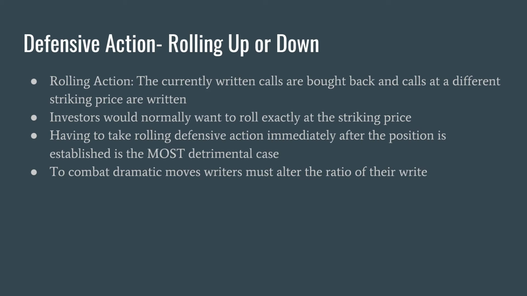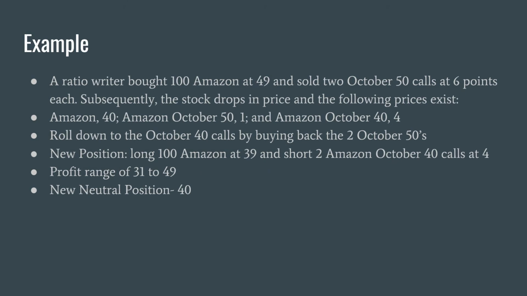Investors would normally want to roll exactly at the striking price. Having to take rolling defensive action immediately after the position is established is the most detrimental case. To combat dramatic moves, writers must alter the ratio of their write. To illustrate the rolling up or down defensive action, let's go over an example.